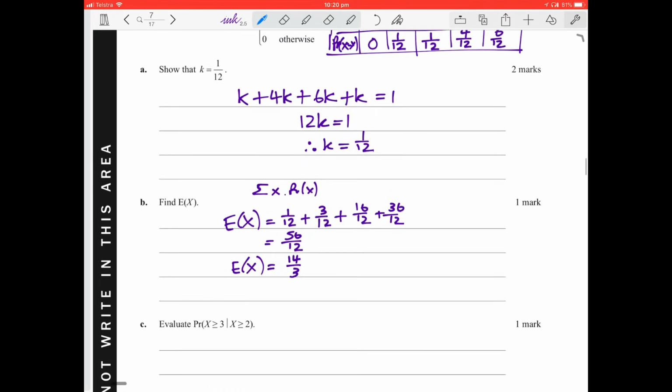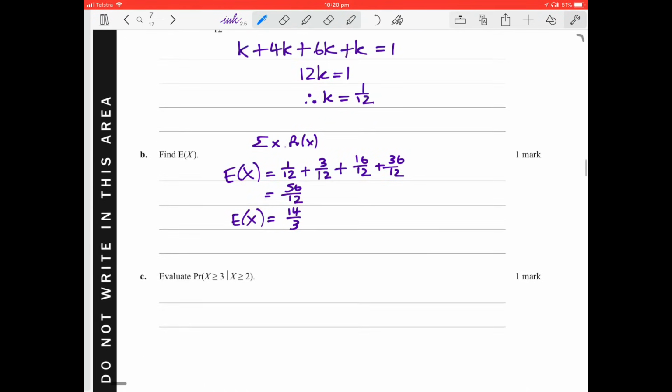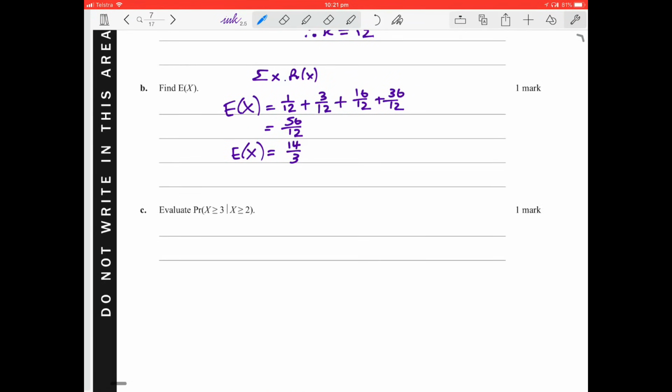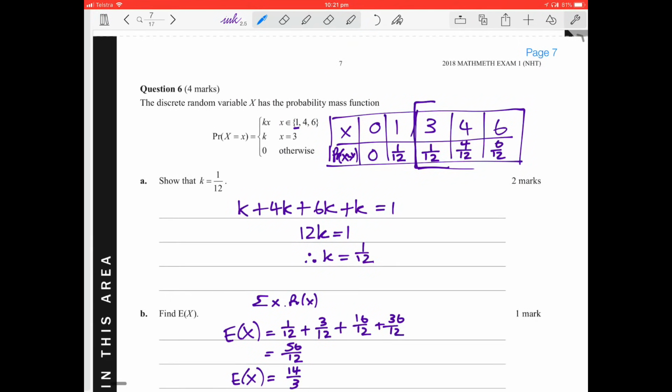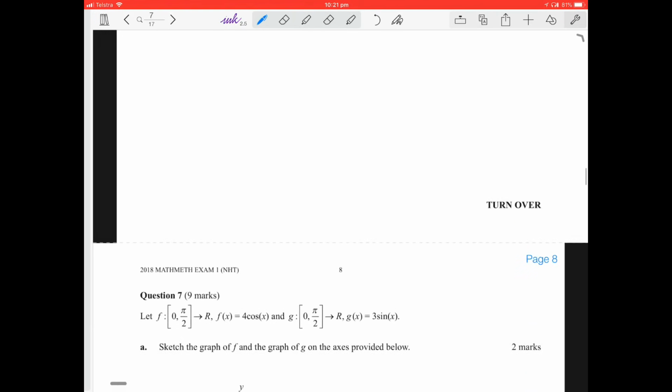The probability that x is greater than or equal to 3, given that x is greater than or equal to 2. If it's greater than or equal to 2, it also has to be greater than or equal to 3 because it can't equal 2. So that's just 1 because it has to occur. It's a bit tricky, so that's just 1.